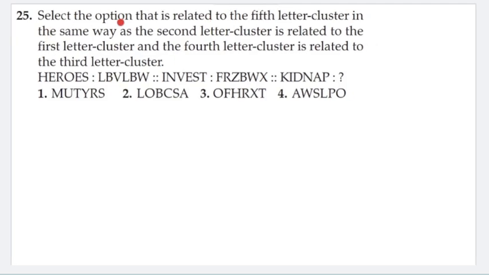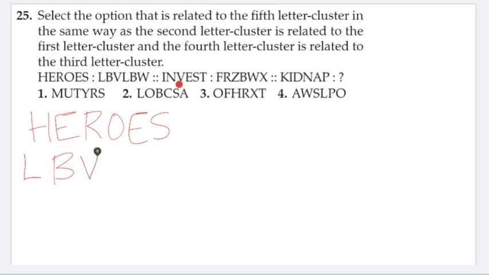Now moving to the next question, select the option that is related to the fifth letter cluster in the same way as the second letter cluster is related to the first letter cluster and the fourth letter cluster is related to the third letter cluster. So this is similar to the ones we have done. So the first one is heroes. So heroes is written as LPVLBW.